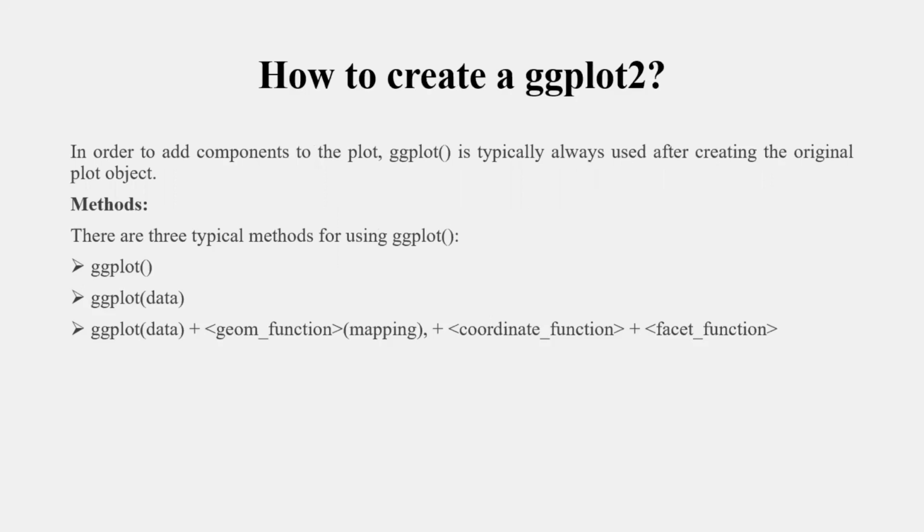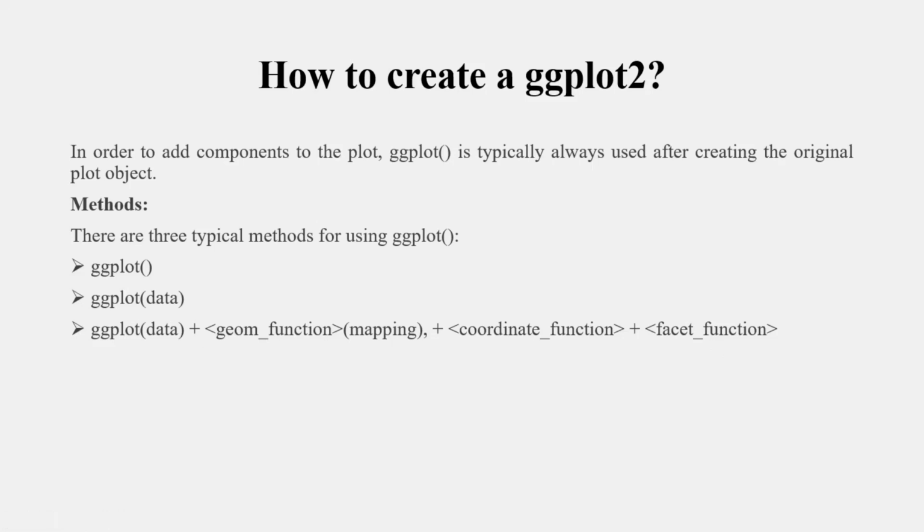So, how to create a ggplot? In order to add components to the plot, ggplot is typically always used after creating the original plot object. There are three typical methods for using ggplot. In the first one, you can see you just create a ggplot object. In the next, you create a ggplot function and also pass the data. In the last one, you can see it's a complete ggplot function where you also pass the geom function, mapping, coordinate function, facet function, and themes.